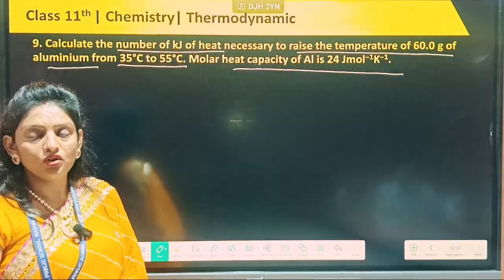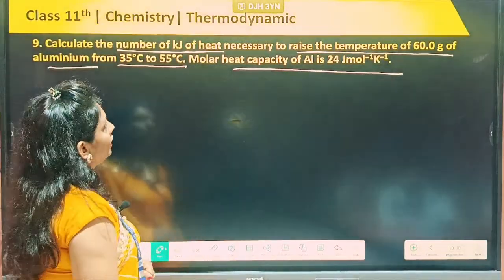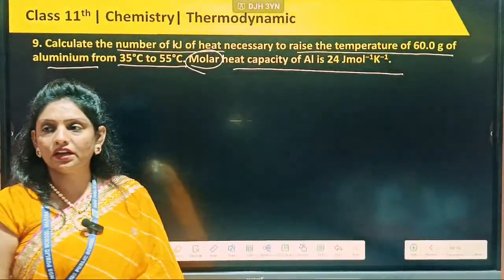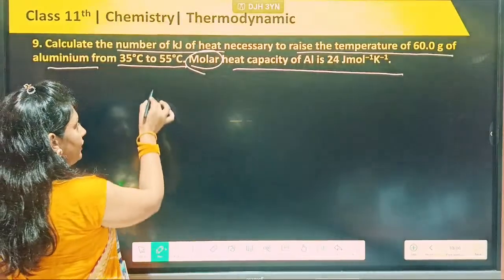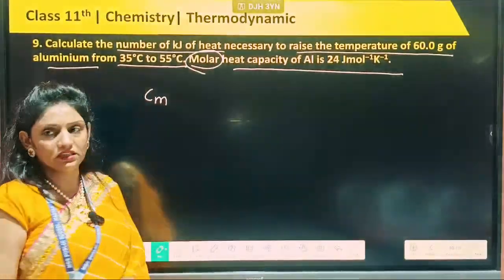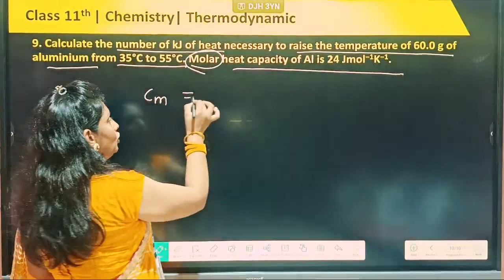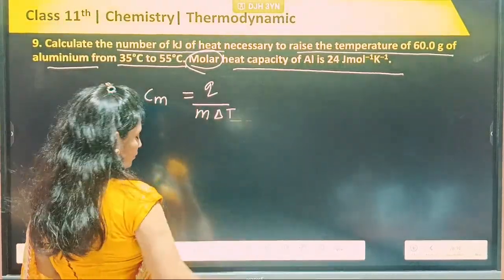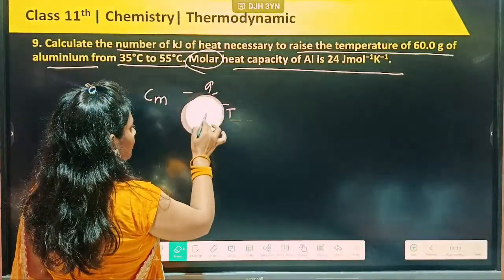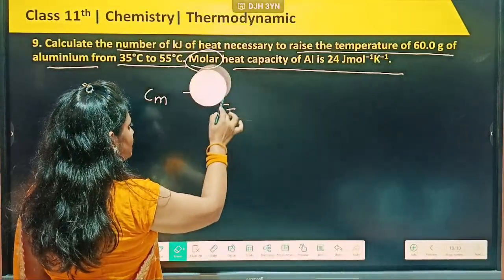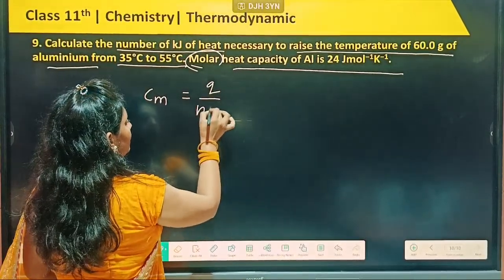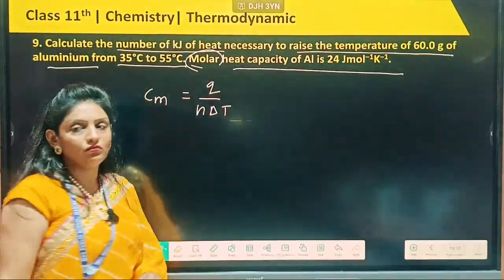Okay, students, you know very well about the heat capacity. Here, molar heat capacity is given. Molar heat capacity you can denote by Cm. It will be Q by n del T. Note, here we take n because n is the number of moles.